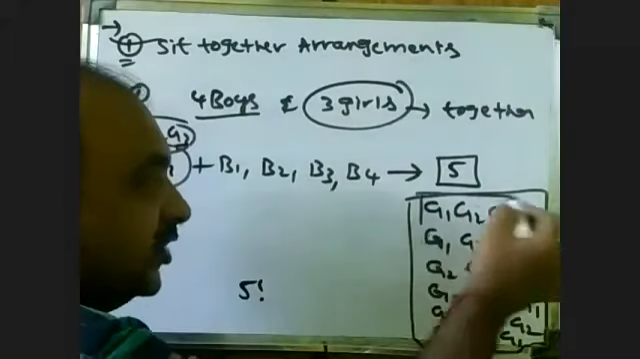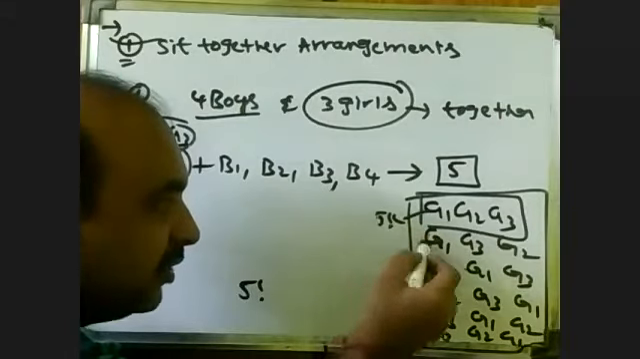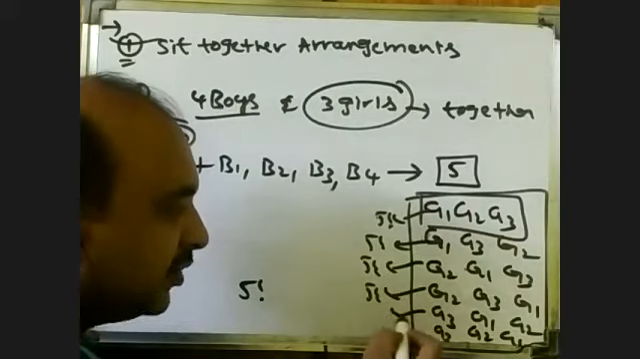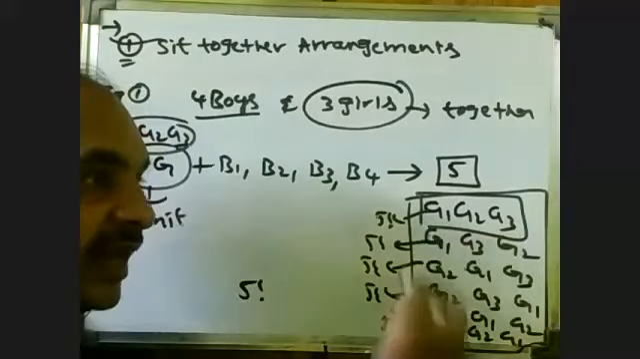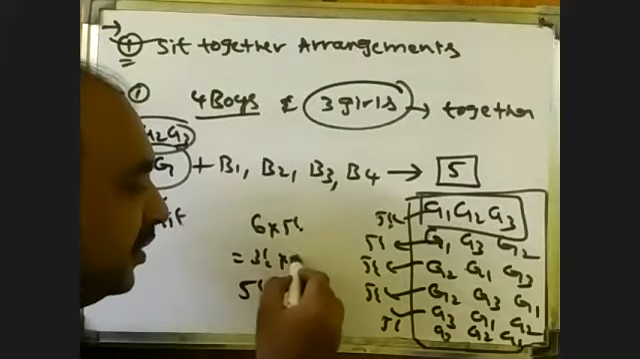For every arrangement of this one, you'll get 5 factorial. For this one, you'll get 5 factorial. For this arrangement, you'll get 5 factorial. Since there are 6 arrangements, you'll get 6 into 5 factorial. 6 is nothing but 3 factorial, so 3 factorial into 5 factorial ways.